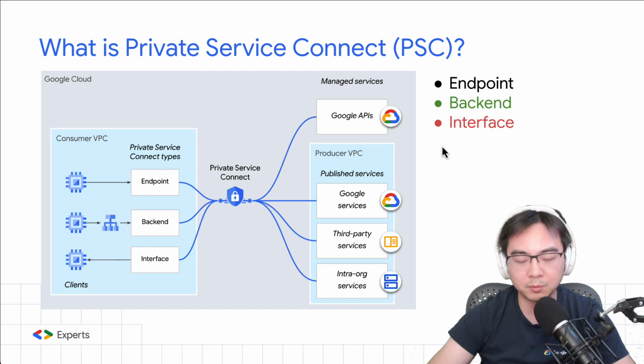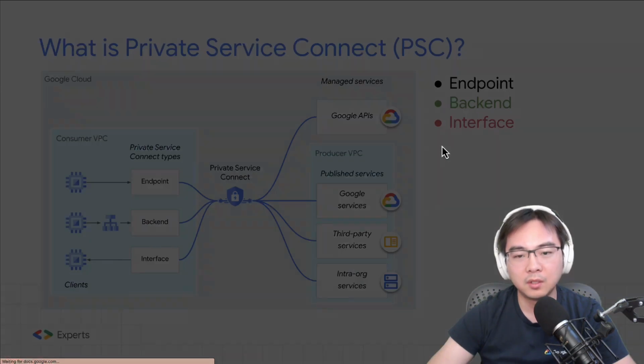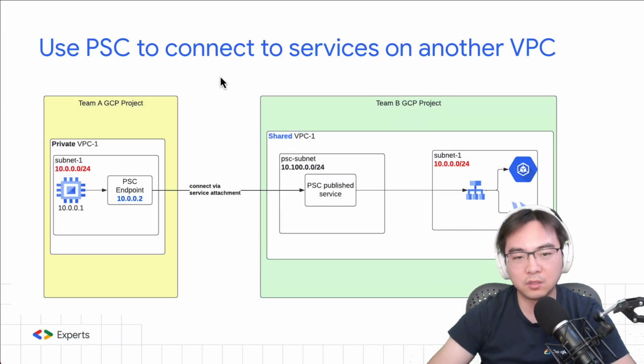Now, let's have a look at how this is going to solve our problem, which is specifically with the PSC endpoint. So same diagram. Left-hand side, you have the teammates GCP project. So in other words, this is all the consumer project, right? On the right-hand side, you have the Team B GCP project, which is the producer project, because in subnet 1, they're producing a service exposed via the load balancer.